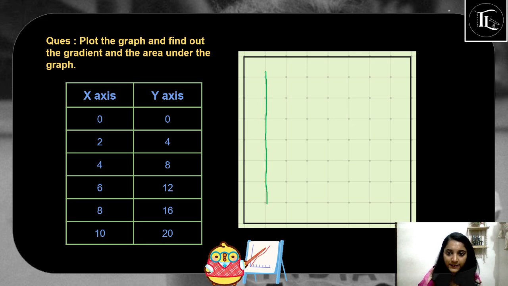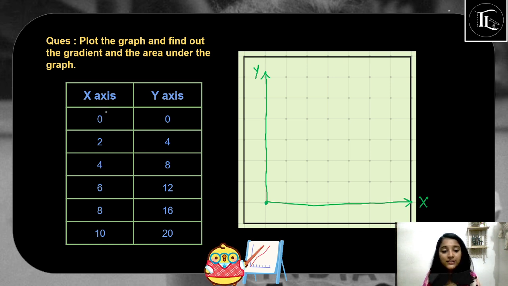We will draw the axis. This is x, this is y. So on the x-axis, let us say this is time and this is distance. Time is in seconds and distance is in meters. So you see the x-axis, it is 0, 2, 4, 6, 8, 10.